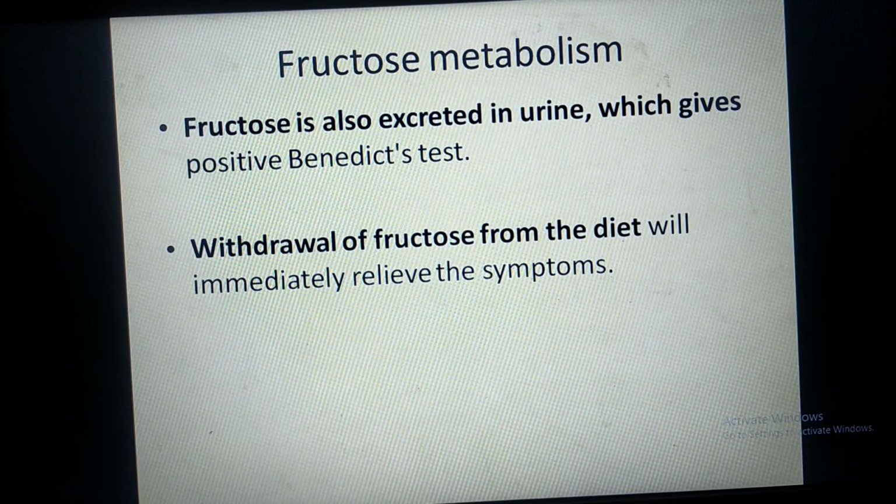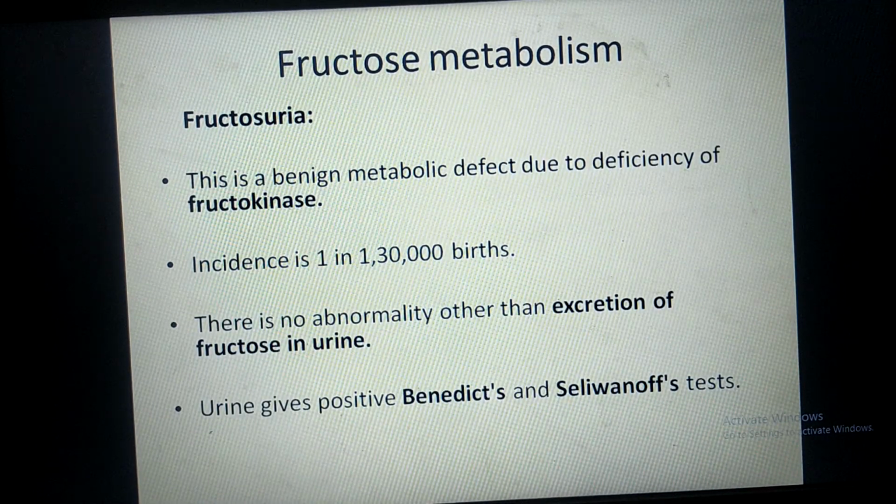How will you diagnose? Diagnosis is done by estimating the fructose in urine by Benedict test, and if we withdraw the fructose from the diet, the symptoms are immediately relieved. The next inborn error of metabolism is fructosuria.